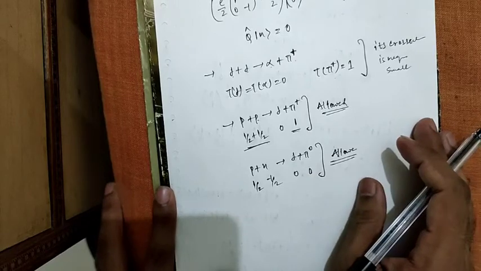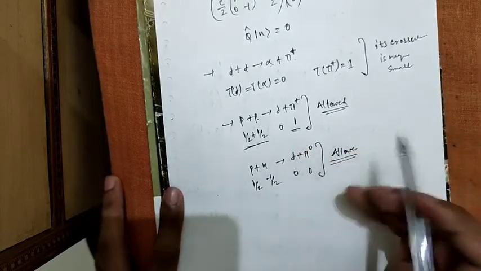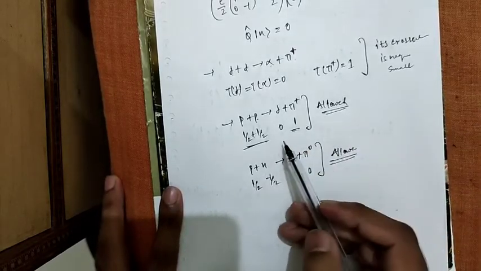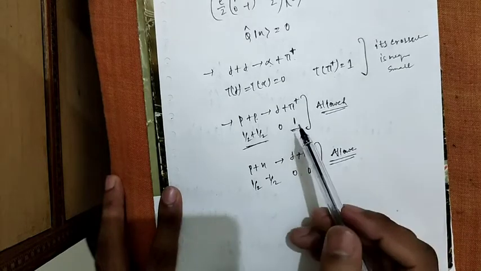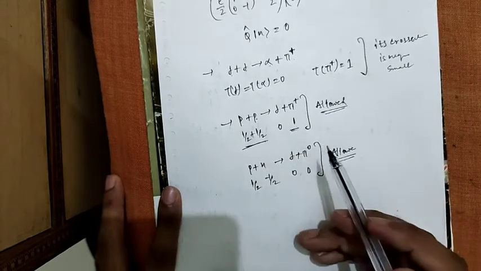So today we learned the algebra of isospin and how it is useful in determining whether a reaction is feasible or not. Thank you.